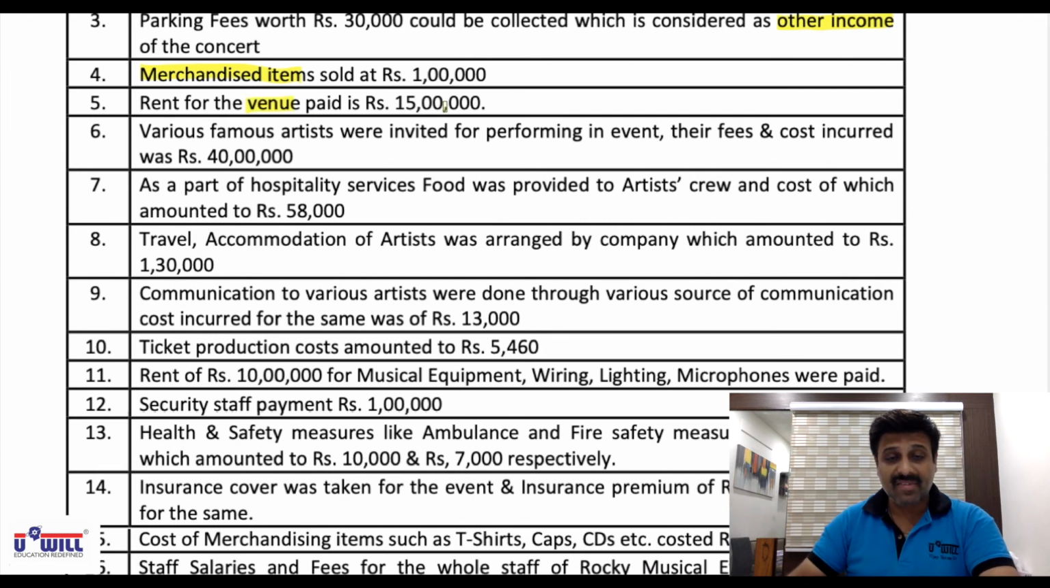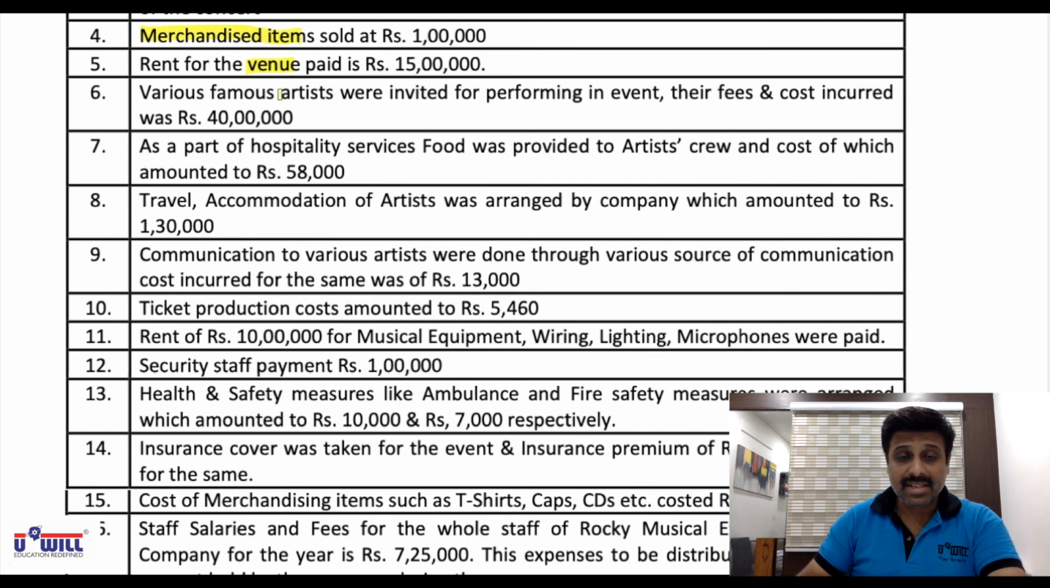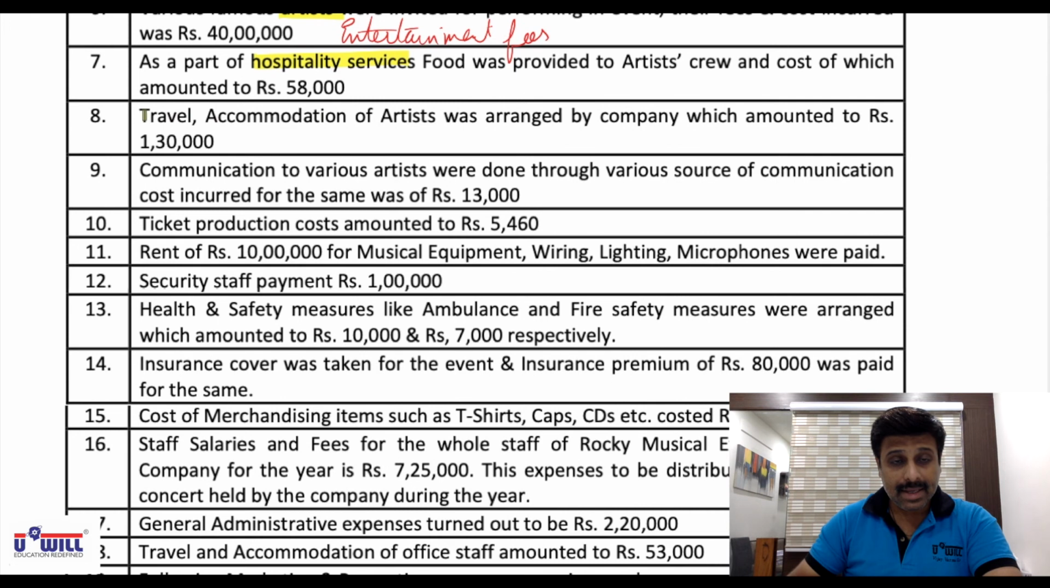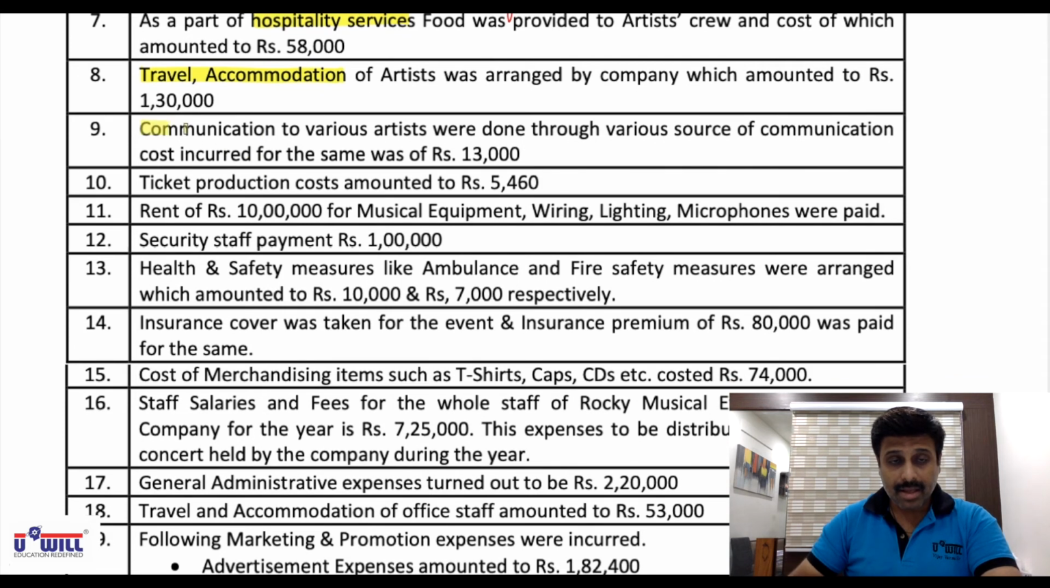Rent of the venue paid 15 lakhs will come in venue. Then various famous artists performed at the event and their fees cost 40 lakhs. This will come in entertainment fees. Then, as a part of hospitality services, food was provided to artists and crew, the cost of which amounted to 58,000. So that is in hospitality. Traveling and accommodation of artists was arranged by the company, which amounted to 1 lakh 30,000. So traveling and accommodation. Communication to various artists was done through various sources of communication. Cost incurred for the same was 13,000.